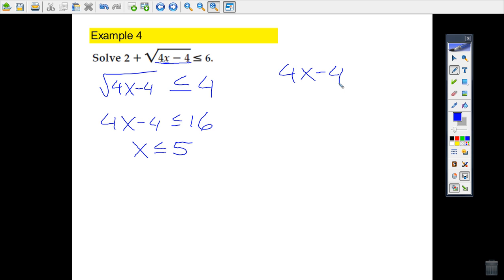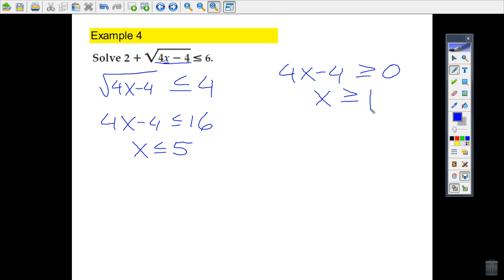So the other thing I'm going to consider here is the argument. Remember, that's the thing under the radical. That argument needs to be greater than or equal to 0. So I'm going to solve that inequality as well. So when it's a radical inequality, you need to solve it like you would an equation, but then also consider the fact that the radical can't be negative. So I'm going to solve for that. Add 4, divide by 4. X is greater than or equal to 1.